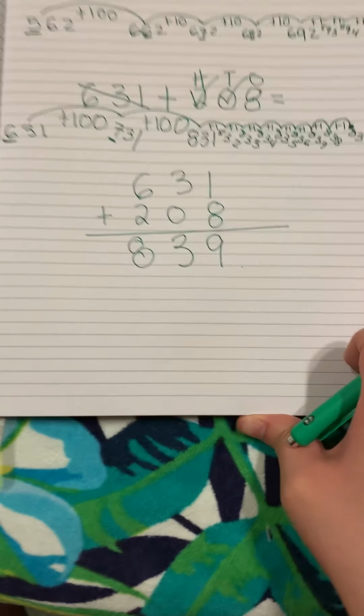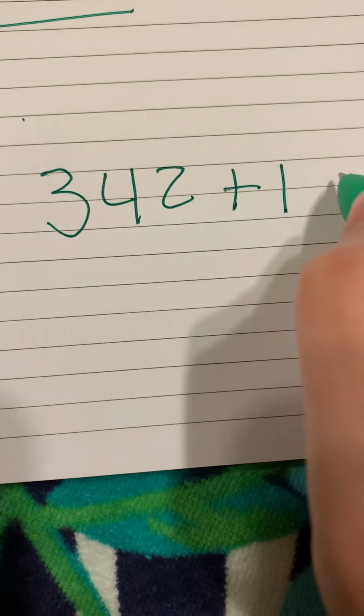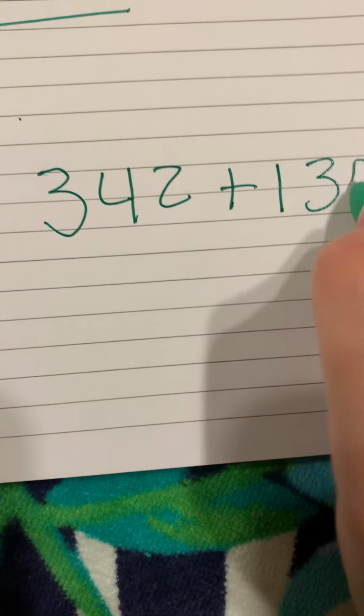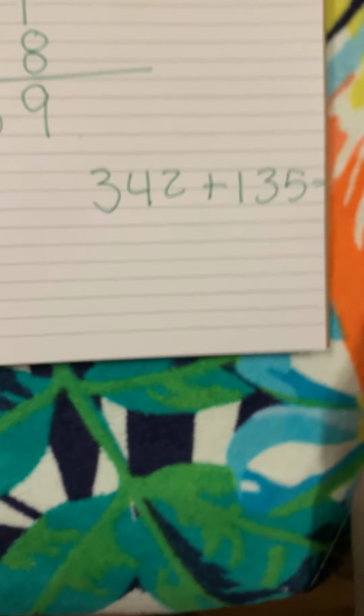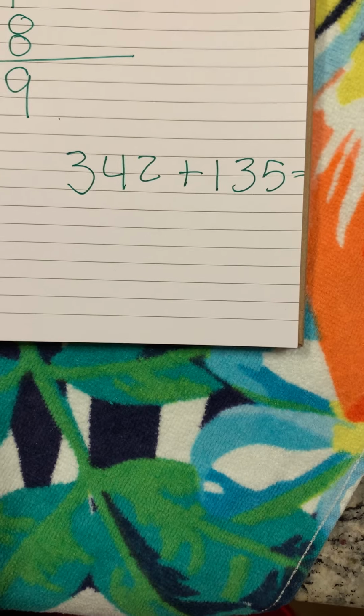I'm going to leave one equation here for you so you can try your own number line. So 342 plus 135. You're going to try this on your own using a number line and leave your answer in the comments below.